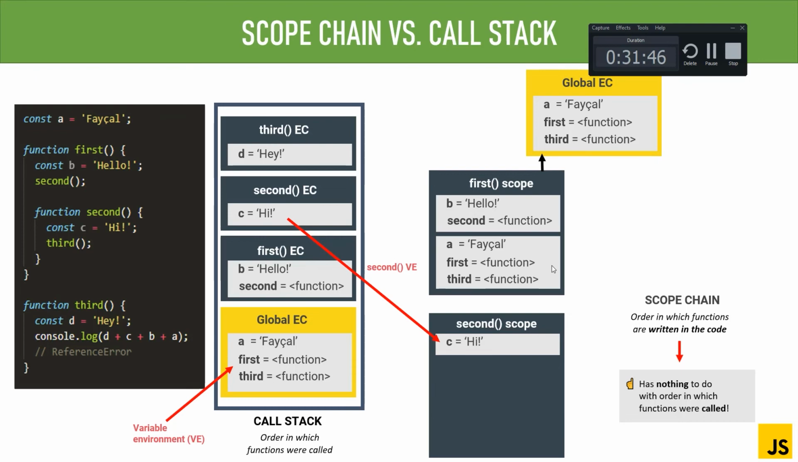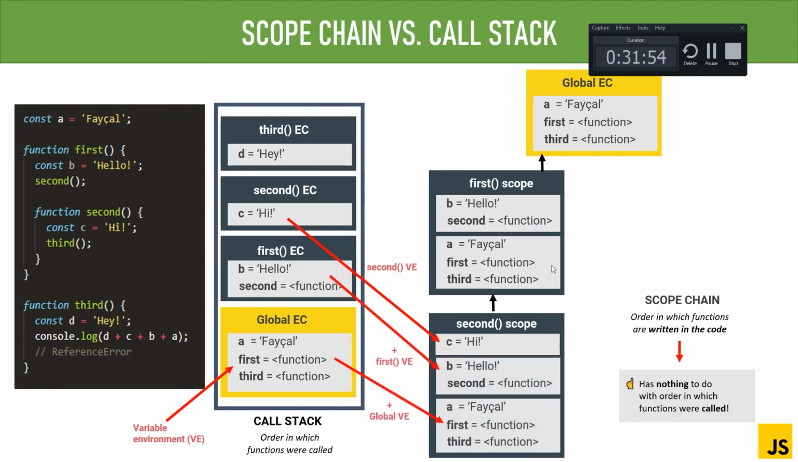Also, it's lexically written within the first function. And of course, it will have access to all its parent scope as well. So we can say that the scope chain in a certain scope is equal to adding together all the variable environments of all the parent scopes. And so this is our scope, and the scope chains are built in the JavaScript engine behind the scenes.